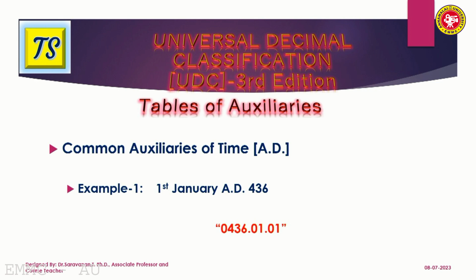436, the year should come first, then month and date. Carefully observe, the 436 is available in 3-digit format. So as per the instruction, it should fulfill the 4-digit format. So 0 is added. If you put 436.1.1, it would be wrong. The right format is 0436.01.01, and it should be placed within double quotes.